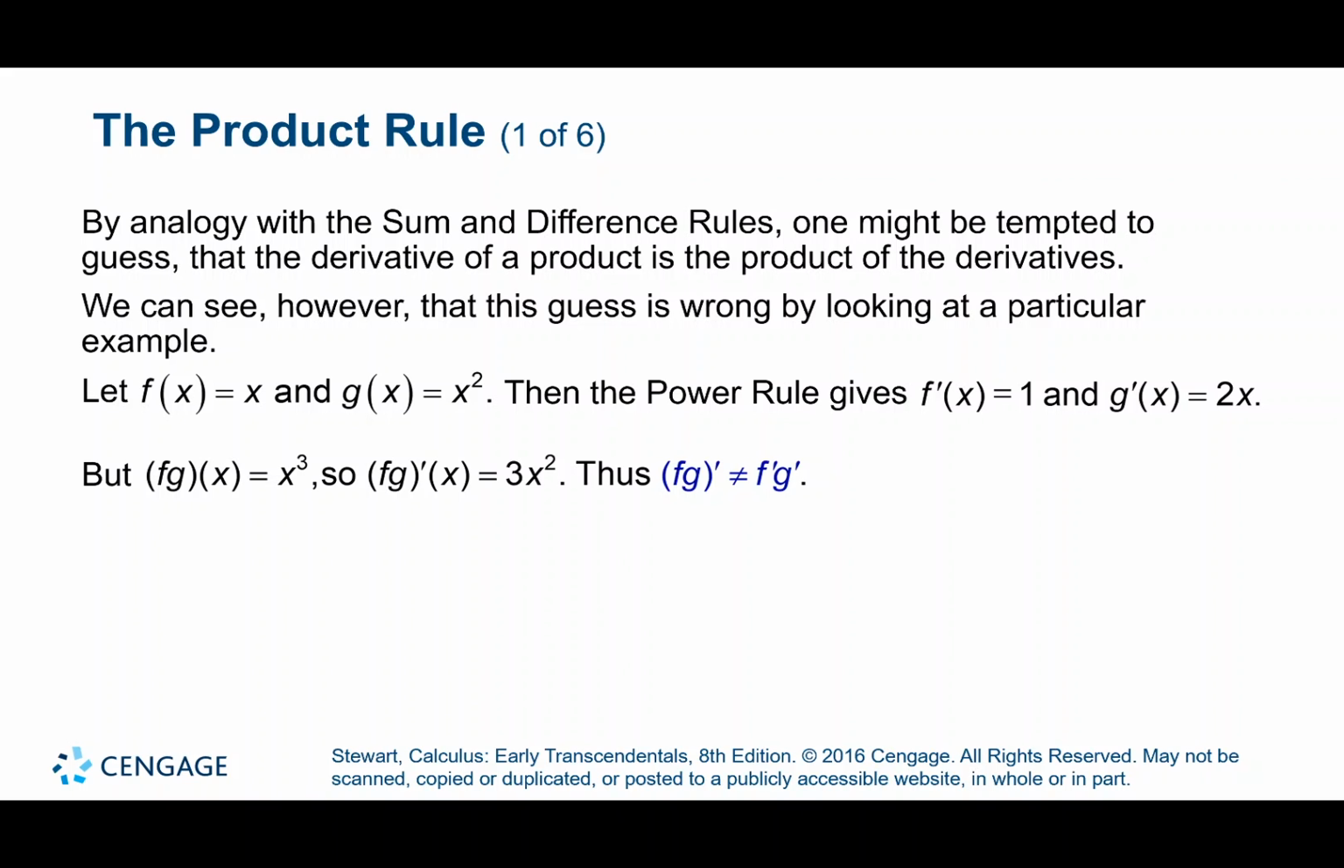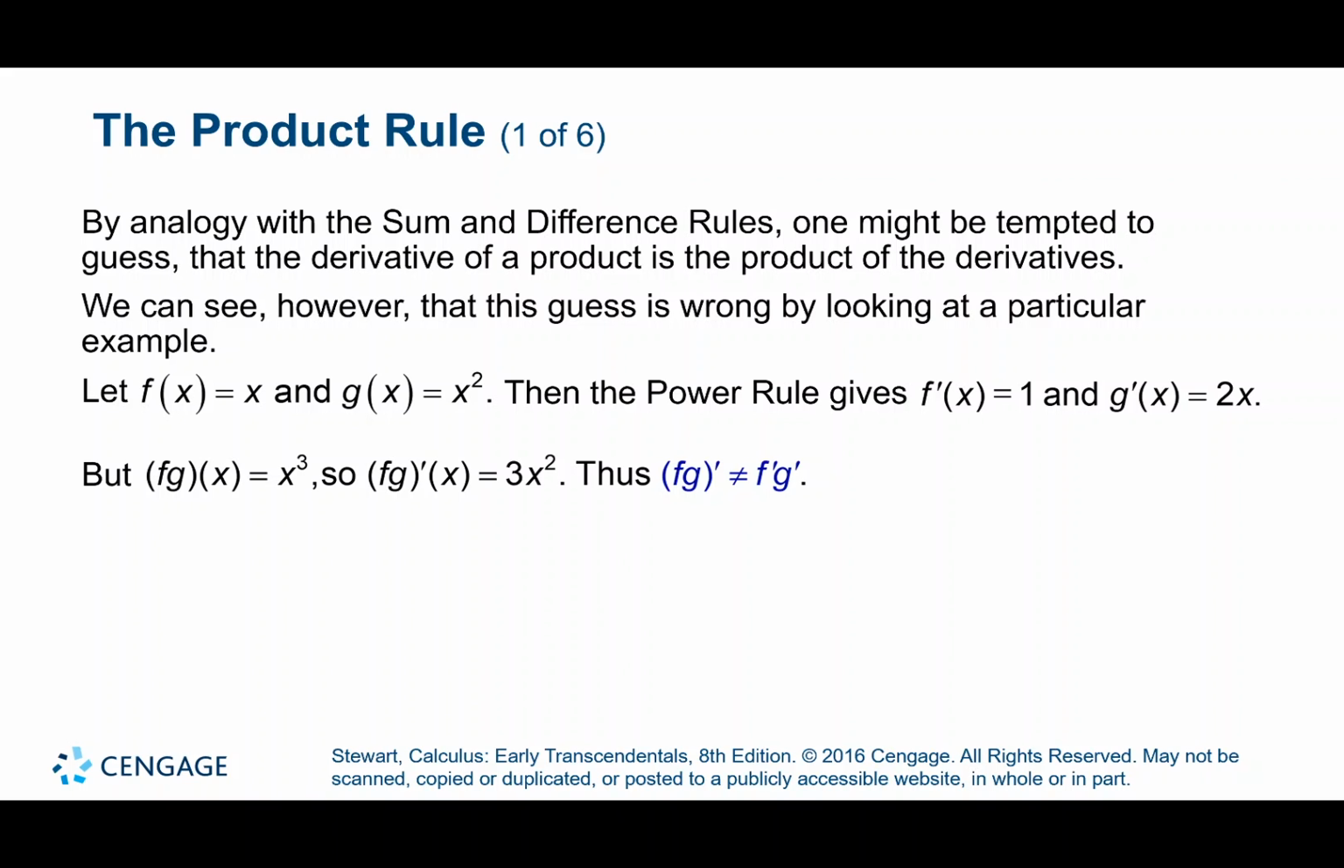So let's think about, we have 2 functions. One is x, one is x squared. If you multiply them together, you would get x cubed. But if you think about using the power rule separately, if you take the derivative of x, we'll get 1. If we take the derivative of x squared, we'll get 2x. Down here, if you do the power rule on x cubed, you'll get 3x squared.